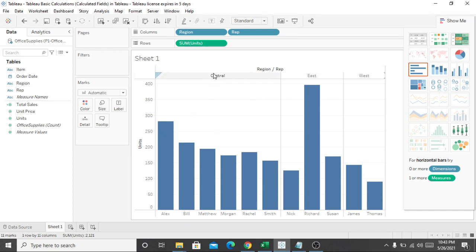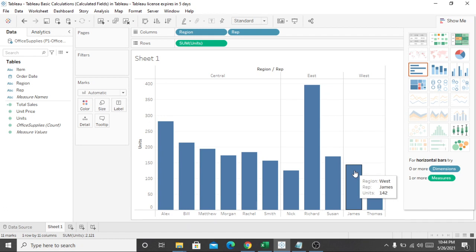See how the data looks in the central region: Alex, Bill, Matthew, Morgan, Rachel, and Smith. And the most units in the central region were sold by Alex. In the east we have representatives Nick, Richard, and Susan, and in the east Richard has sold the most units. Then coming towards the west we have James and Thomas, and in the west James has sold the most units.